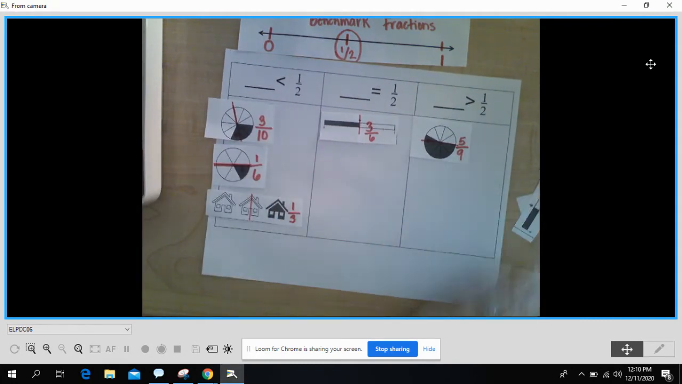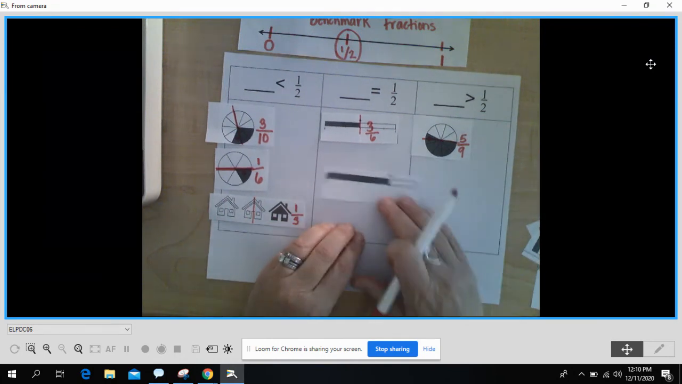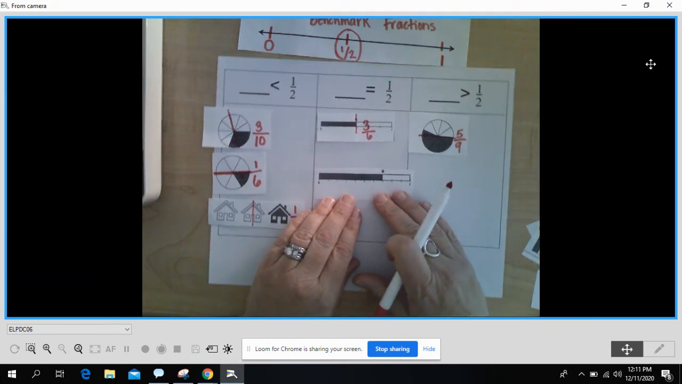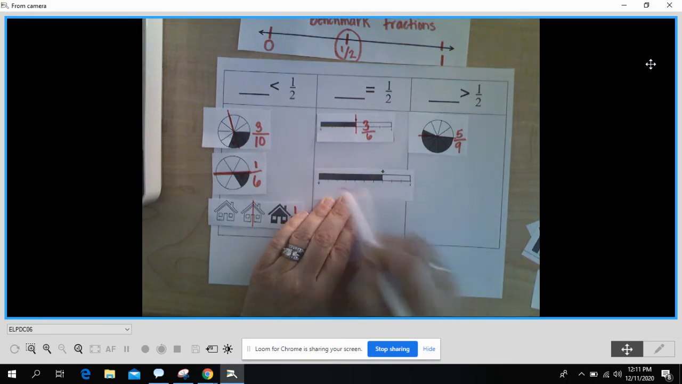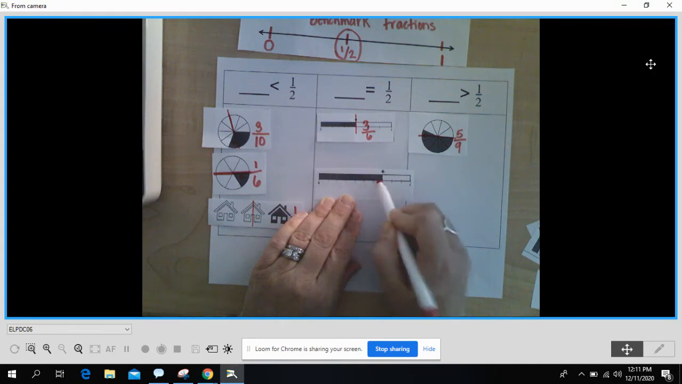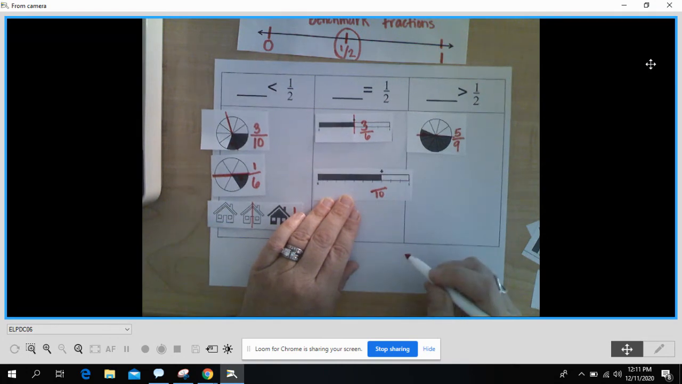All right, here is another number line. Now look, I know that this is hard to see. We talked about that before. I have a 0 and I have a 1. I want to count all my pieces. 1, 2, 3, 4, 5, 6, 7, 8, 9, 10. So it's tenths. That means the whole is split into 10 equal pieces.